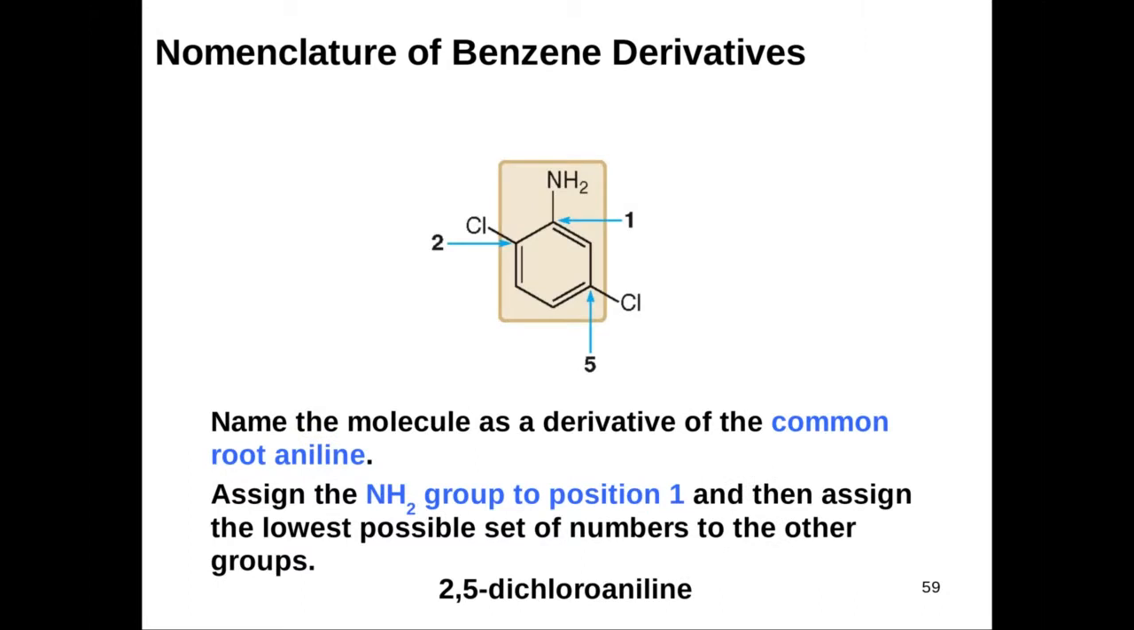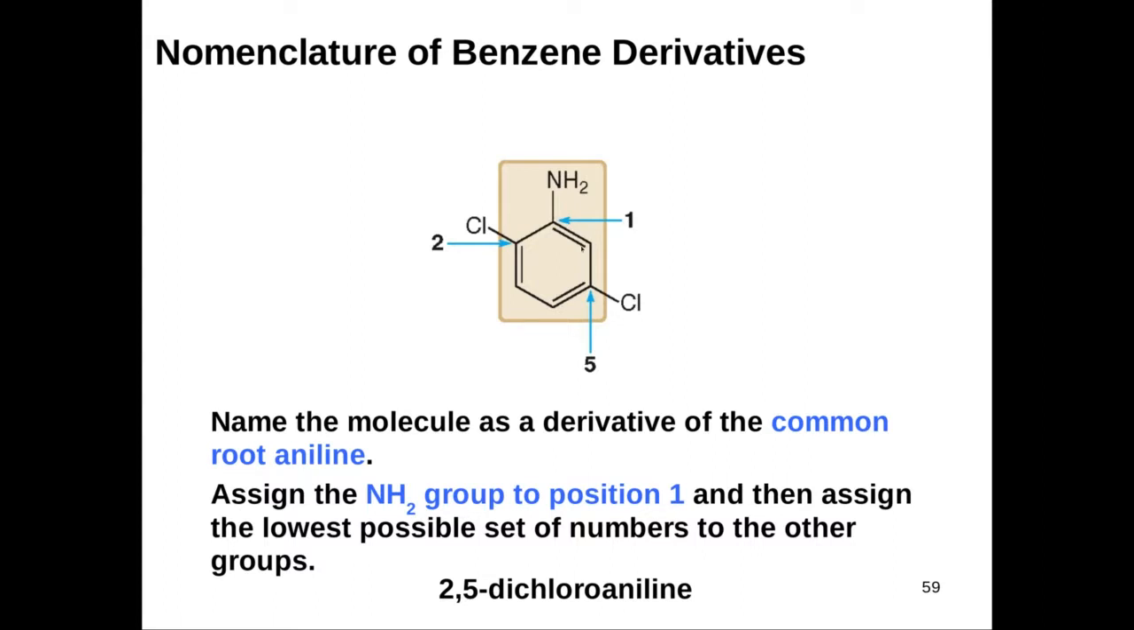Now remember, if we have a common root, and again, I'm not going to test you on these common roots, but I'm just going to make mention of it since we've talked about it. We name the molecule as a derivative of that common root. In this case, it's aniline. We assign that NH group to position 1, and then we have to assign the lowest possible set of numbers.